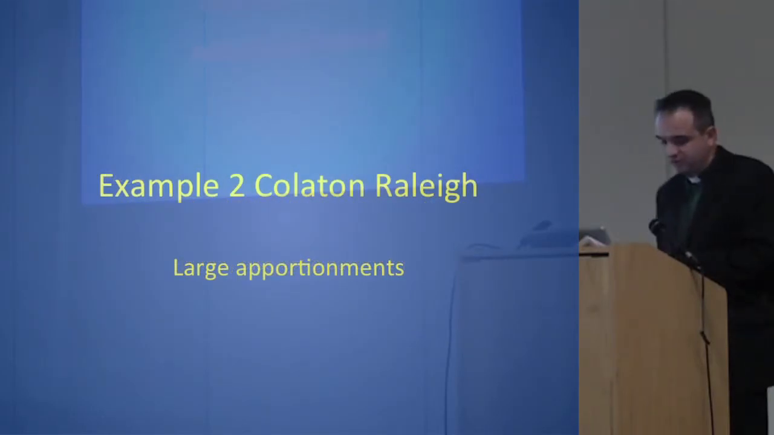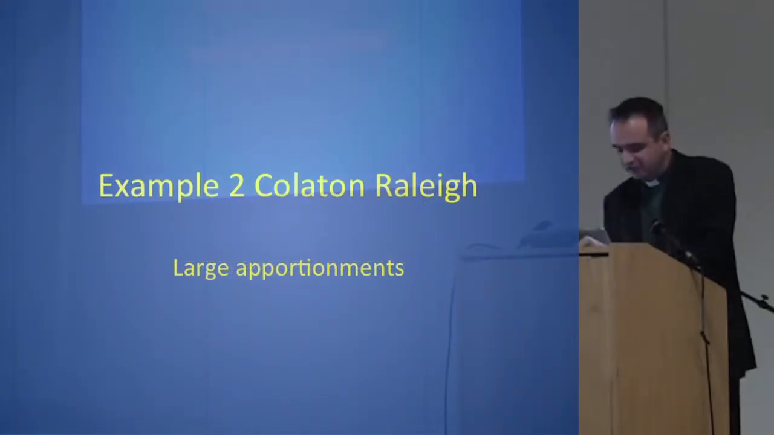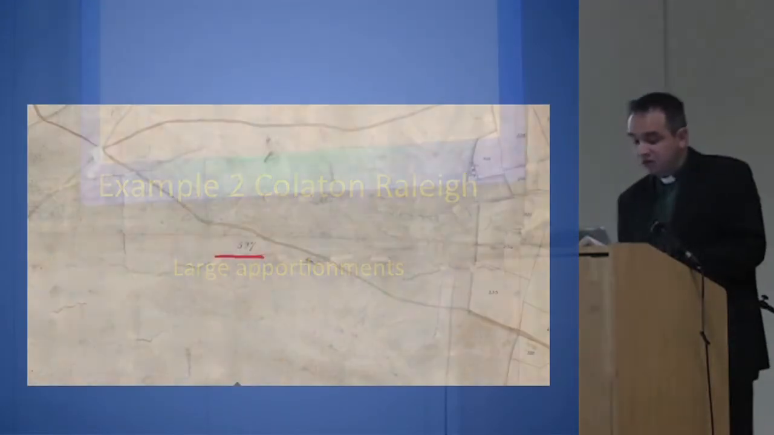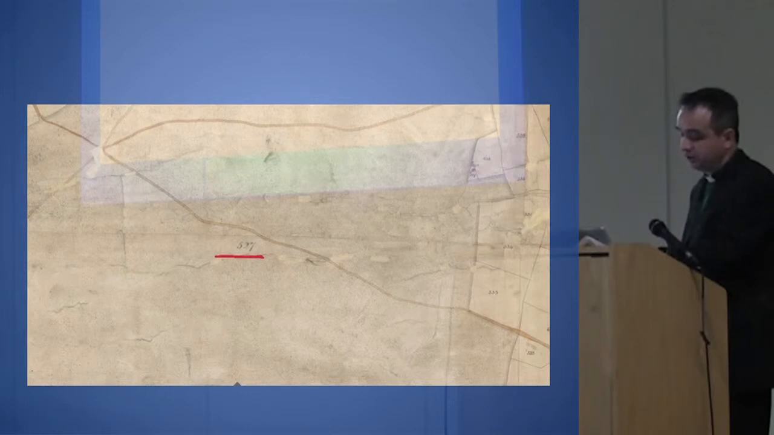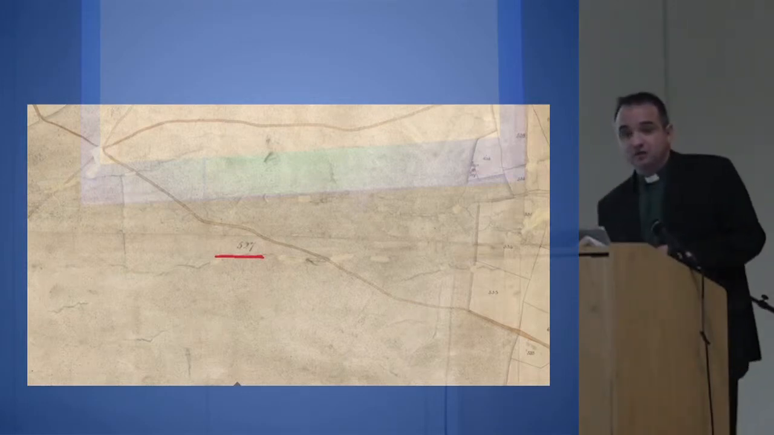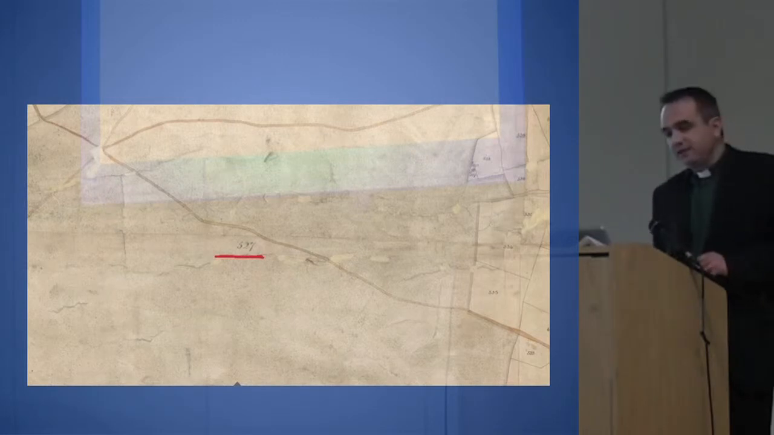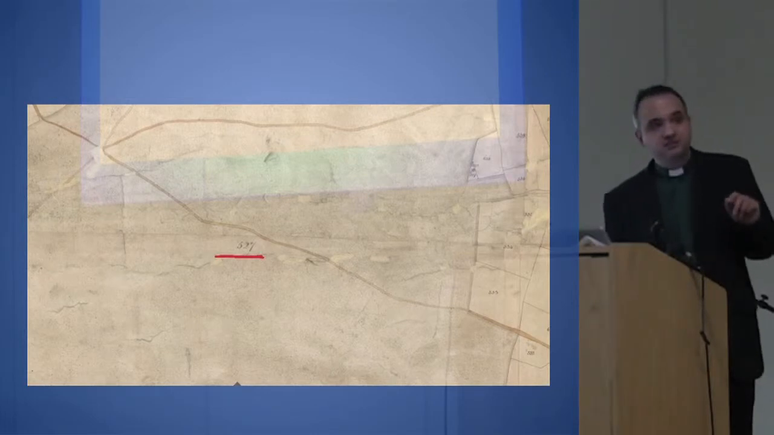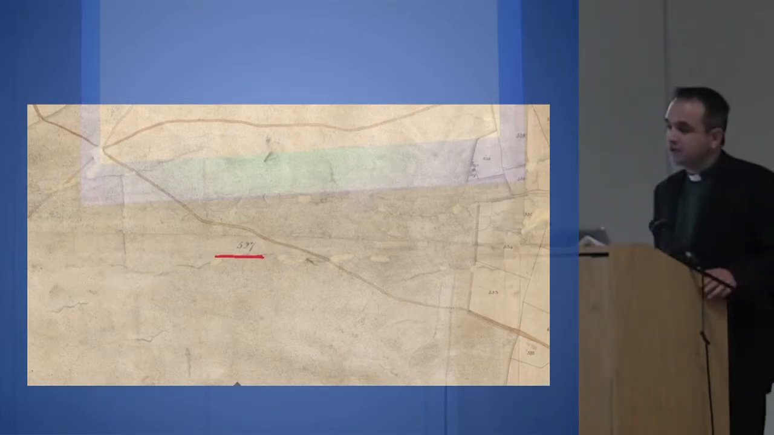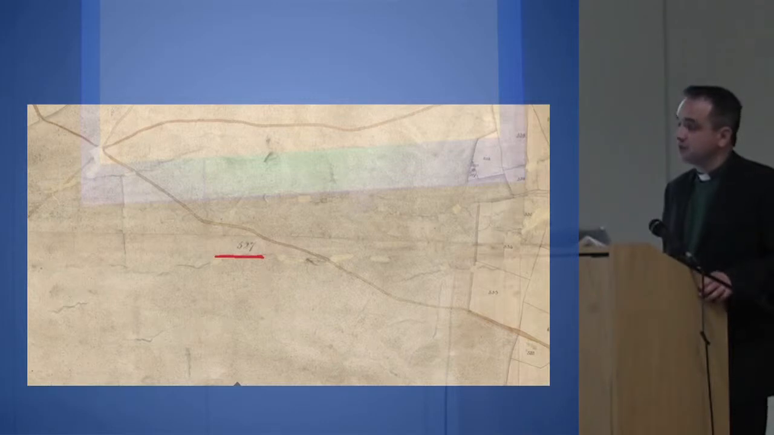Example 2, in larger lots, this is just a brief flash really. Every so often you'll get this on a tithe map. You've got 527, which is one huge, great big allotment. That could be there for myriads of different reasons. Quite often it's because the landowner really couldn't be bothered to pay the tithe commission to do the mapping of his land.